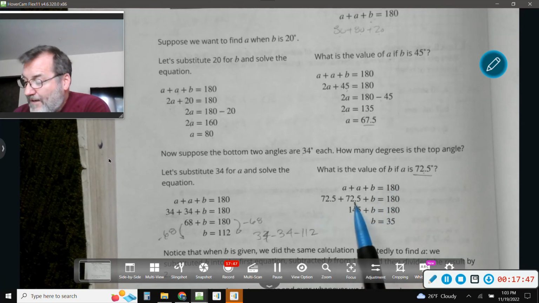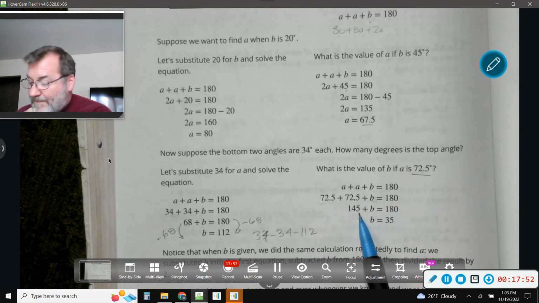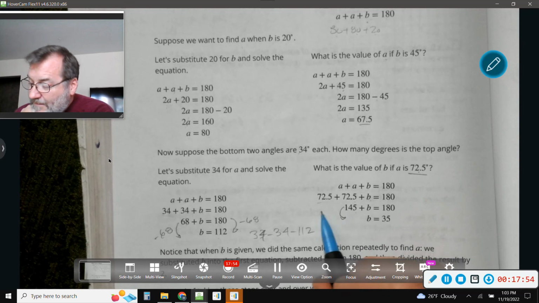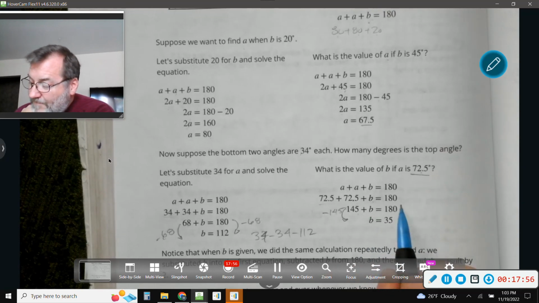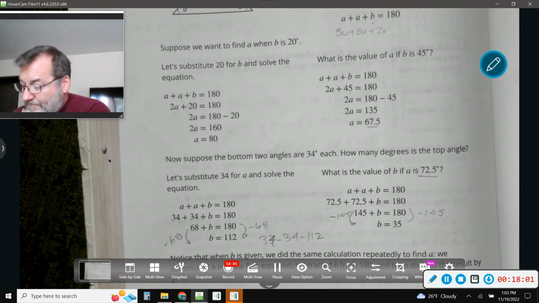So 72.5 plus 72.5 plus B is 180. You add these two and you get 145. Subtract 145 from each side. And B turns out to be 35 degrees.